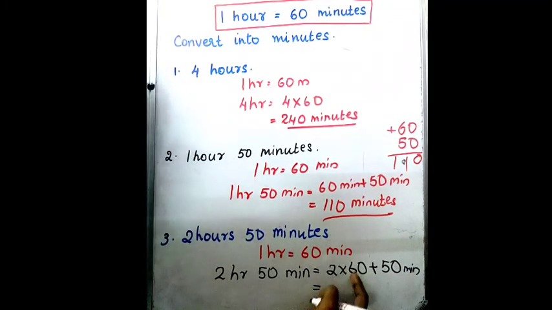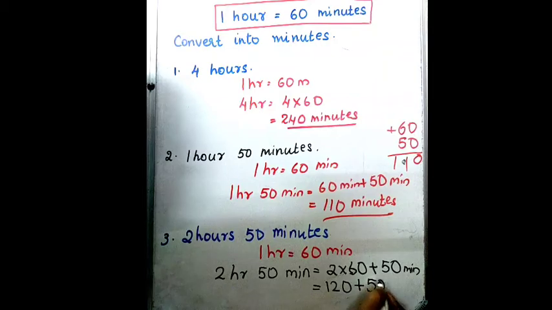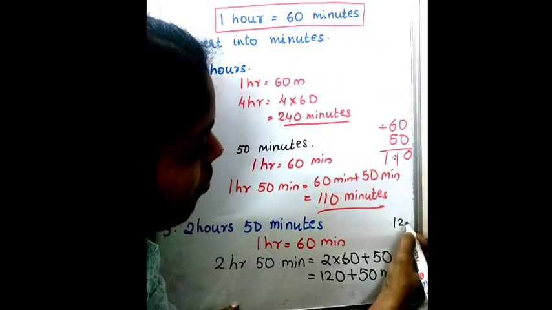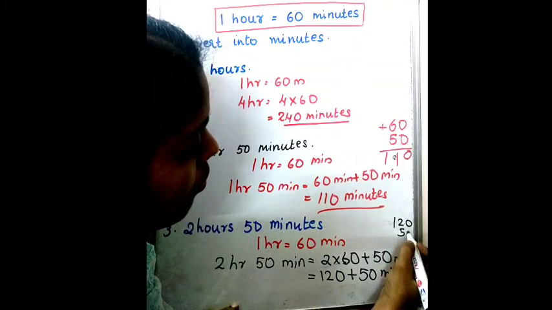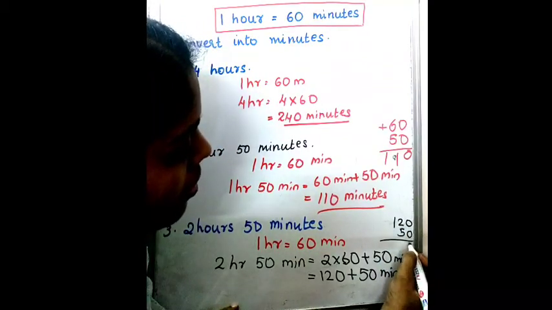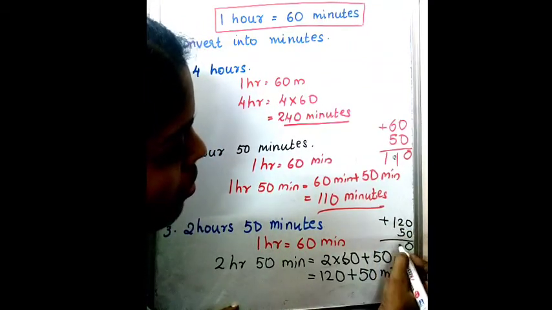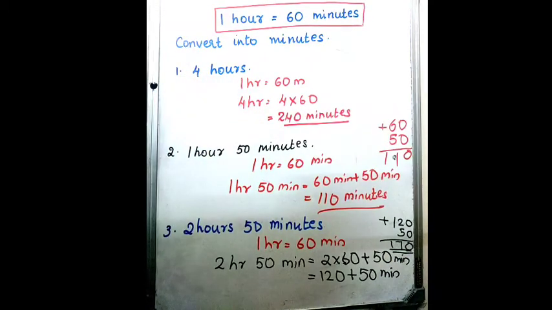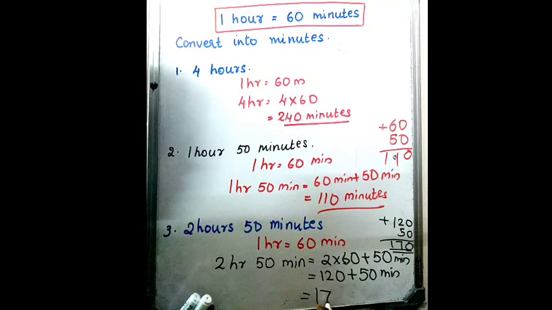That is equal to 2 into 6. 2 6s are 12. 120 minutes plus 50 minutes. 120 plus 50. 0 plus 0, 0. 5 plus 2, 7. 1. 170 minutes.